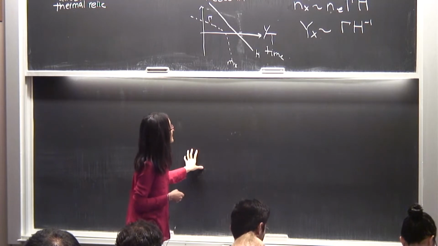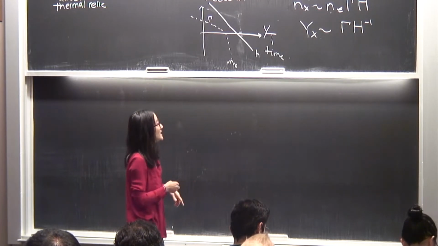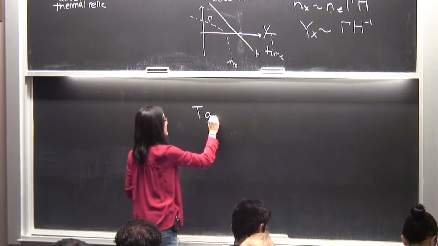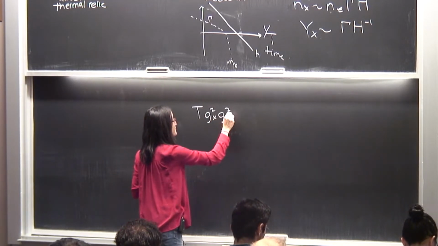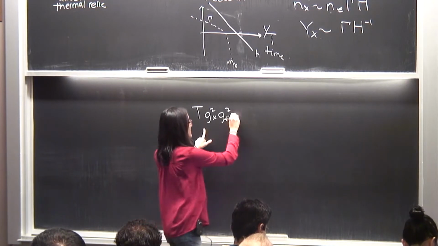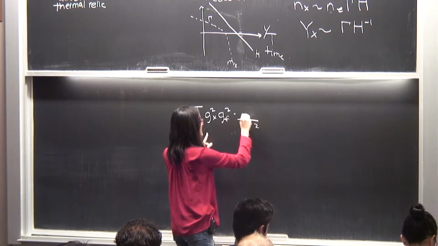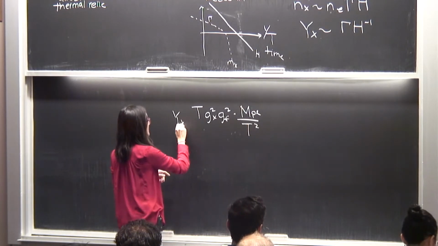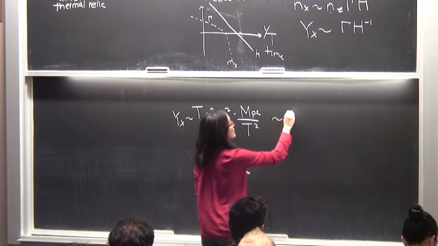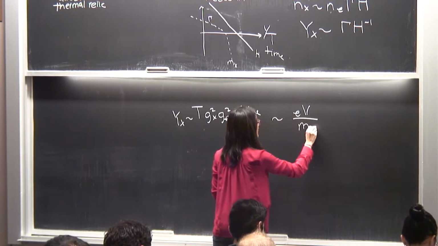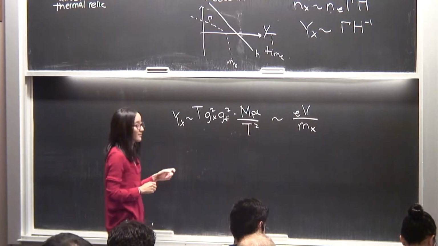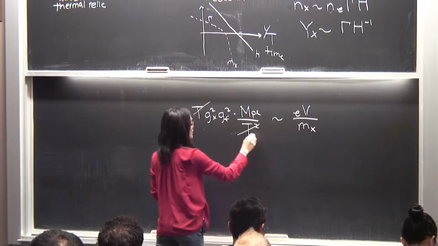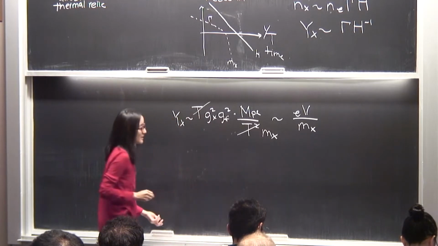Okay, so I ran slightly out of room, so I'm going to finish this estimate down here. If I plug in now the rate, this is my inverse Hubble factor. So this is Yx. This is equal to EV over mx. Like I said, I'm going to replace all these T's with just, well, it just becomes 1 over T or 1 over mx.